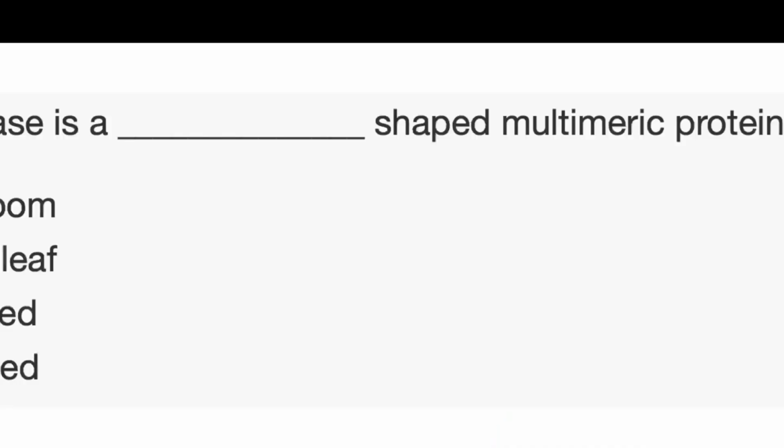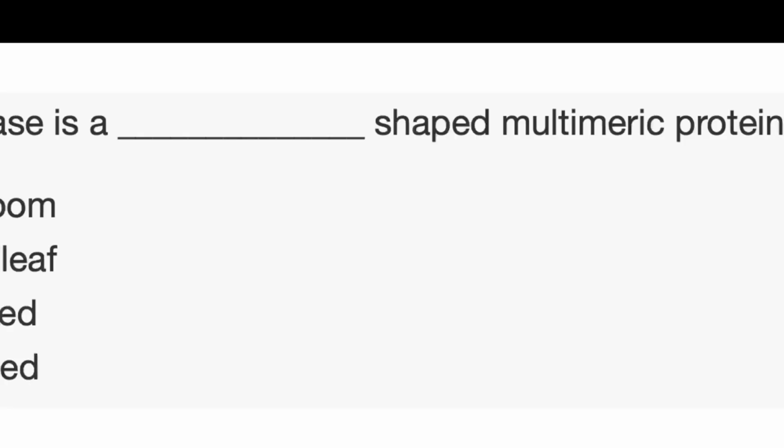Moving on to the last question of this session, question number 15. ATP synthase is a dash shaped multimeric protein complex. Option A, mushroom. Option B, clover leaf. Option C, L shaped. Option D, V shaped. ATP synthase is a dash shaped multimeric protein complex.